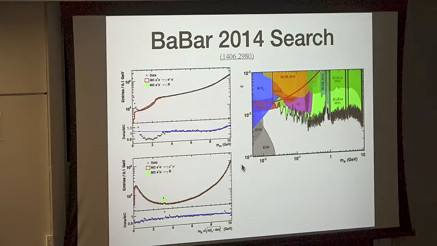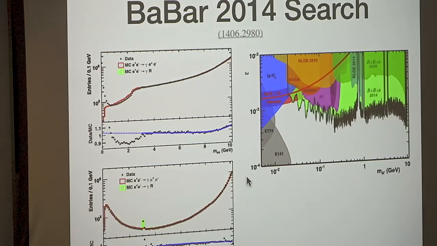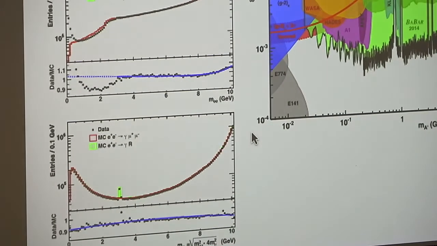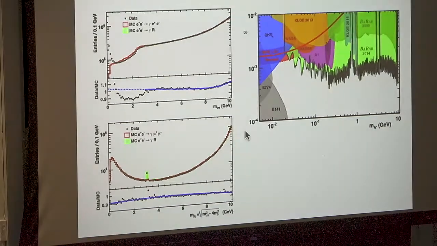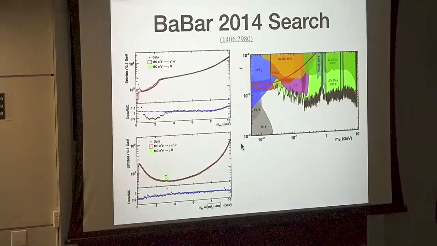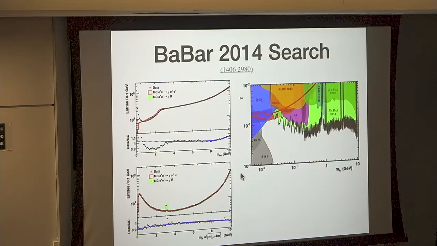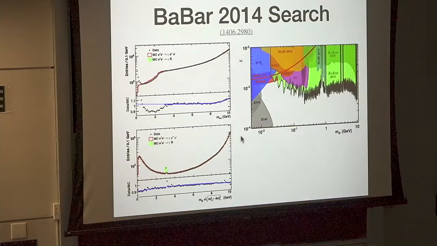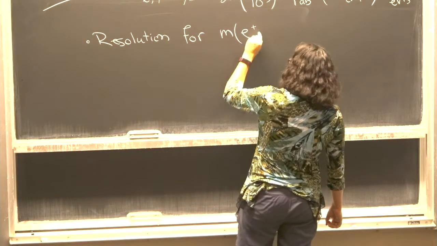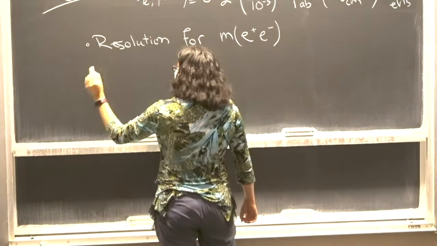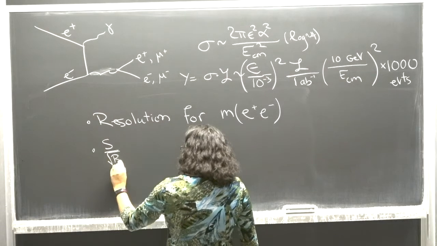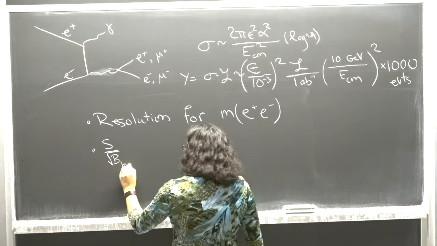So how do we look for 1,000 events over this background, which is on the scale of like 10 to the 5 events per 100 MeV bin? Well, clearly that's going to depend on three things. It's going to depend on your resolution for the invariant mass of that e plus e minus or mu plus mu minus pair. It's going to depend on your signal over square root of background within some bin.